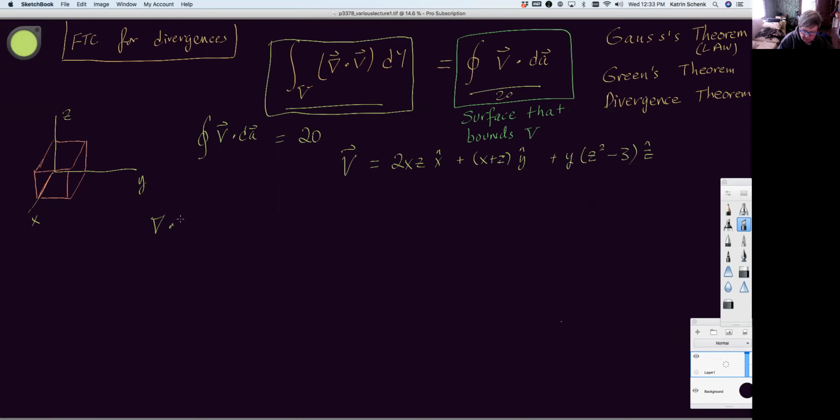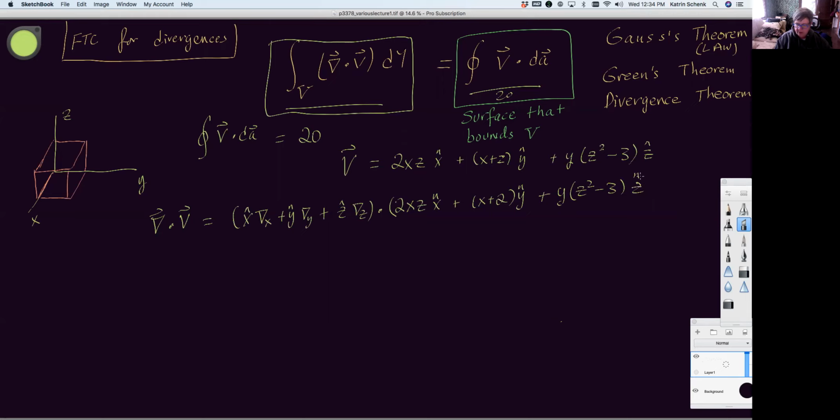So del dot v is, remember, del is x hat del x plus y hat del y plus z hat del z. And then we're dotting that with our v: 2xz x hat plus x plus 2 y hat plus yz squared minus 3 z hat.